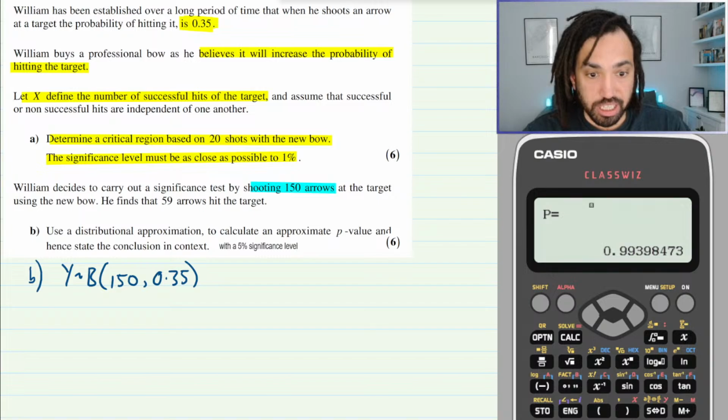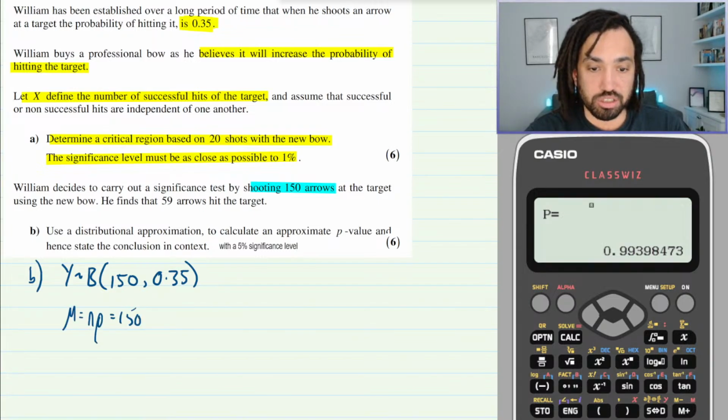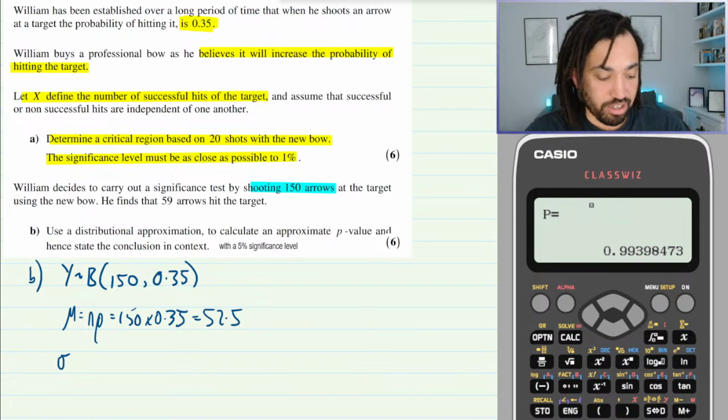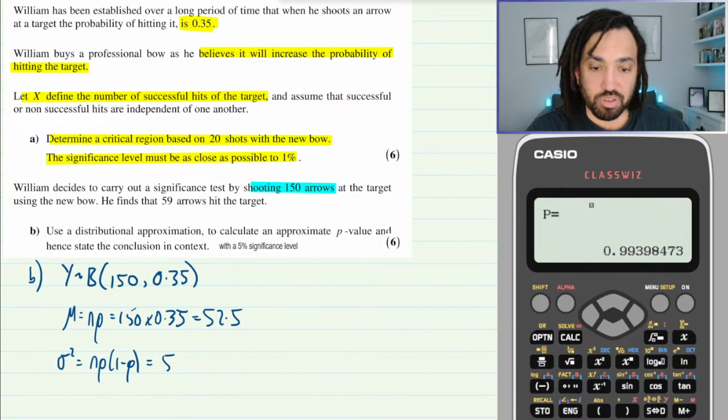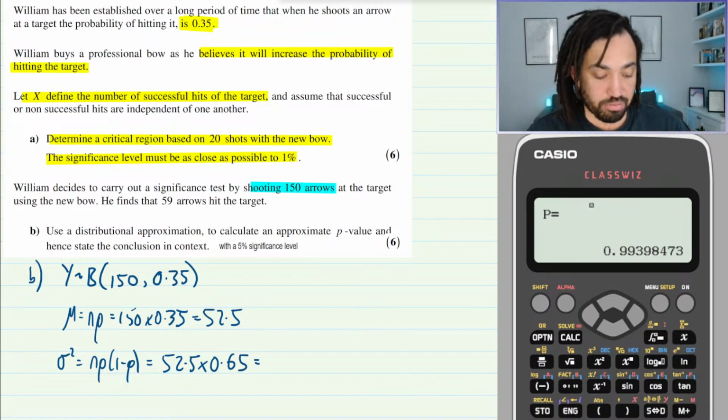Yes, exactly. Mu is equal to NP, which is 150 times 0.35, which is 52.5. And the variance, NP times by 1 minus P. So I've got to take that NP and I've got to times it by 1 minus P, which is 0.65. And I get 34.125.